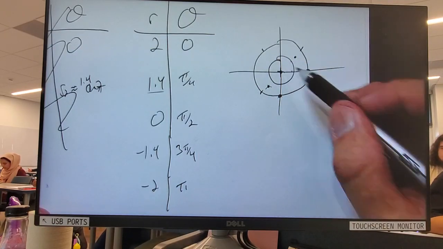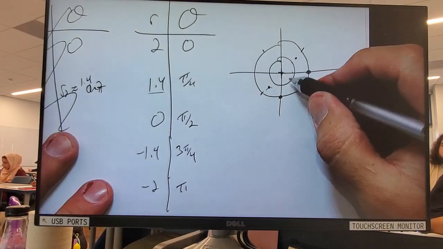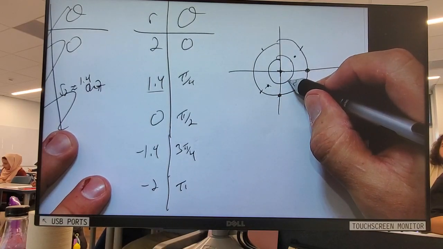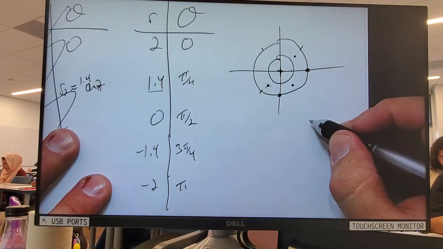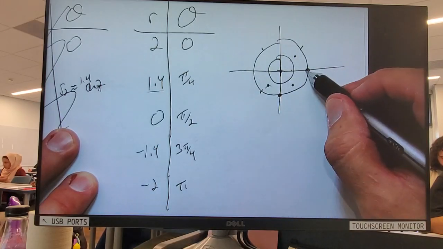So if I look at 3 pi over 4, now here's where things get interesting. Okay, here's where I've got to be careful. I'm looking at 3 pi over 4, yeah? And I'm supposed to go where? Negative 1.4. So I kind of rotated that whole thing. So negative 1.4. And if I look at pi, I'm going to go negative 2.